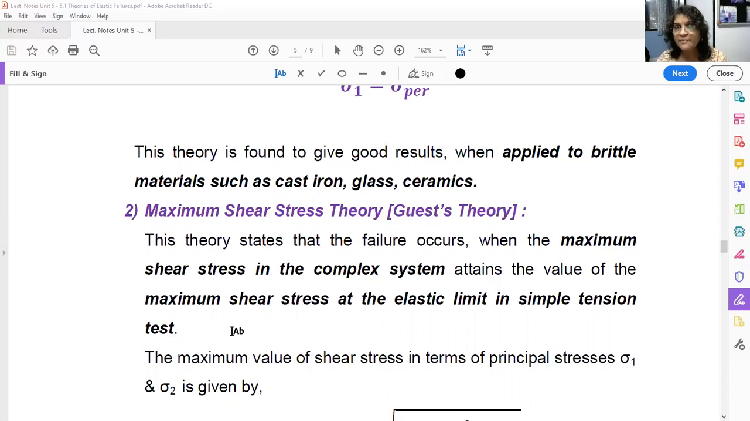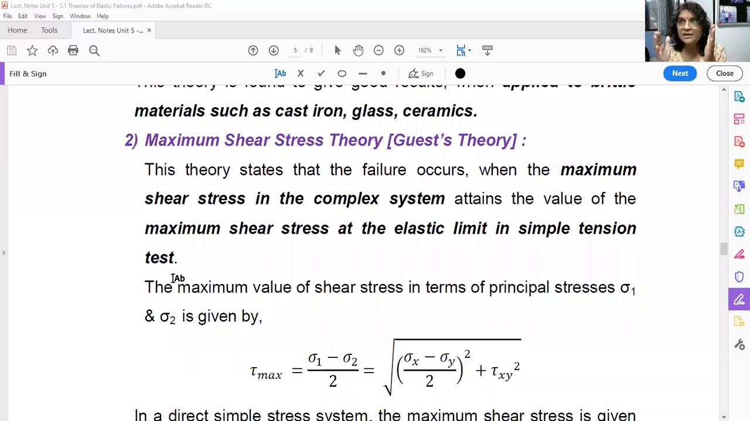Okay, so again, what is your statement here? See, two systems are there. One is simple tension, the system on which you are conducting the simple tension test, and the complex stress system, your actual component. So in simple tension test, how do you find out the permissible shear stress? Do you know? Permissible shear stress is always half of the permissible normal stress, that is sigma by 2. Sigma by 2 is the tau.